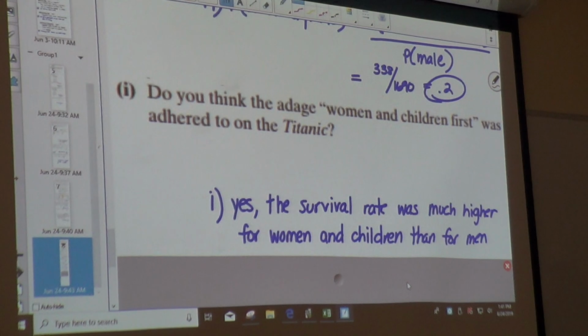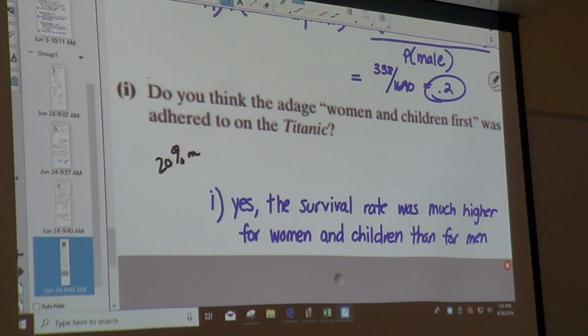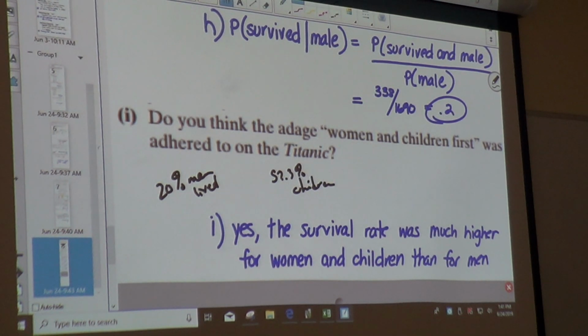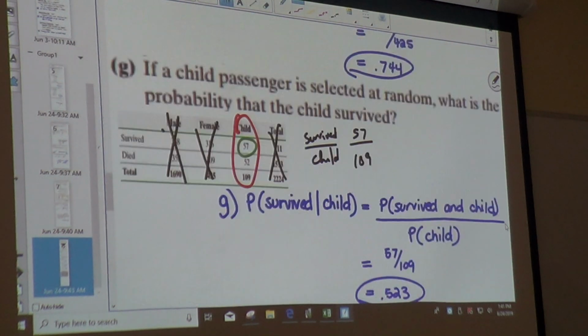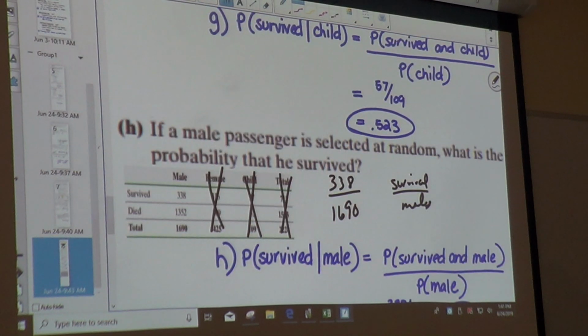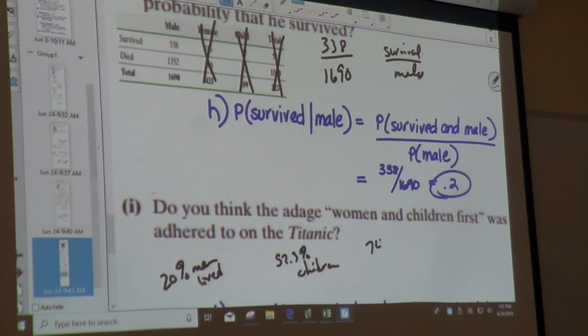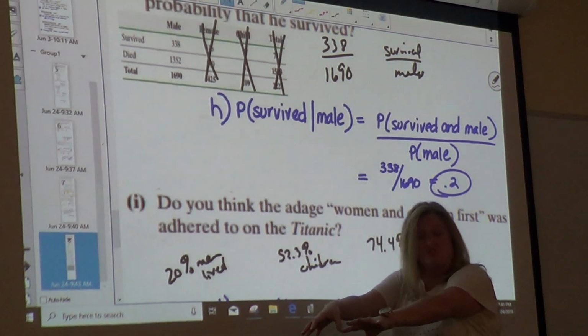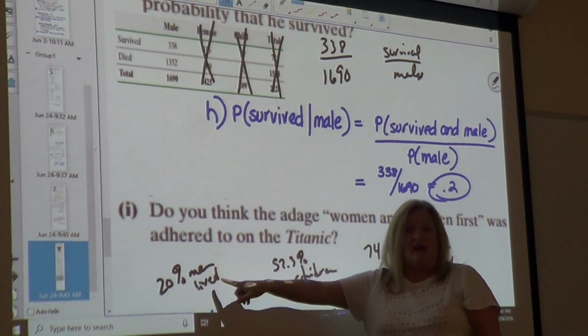So 20% of the men lived. 52.3% of the children lived, and 74.4% of the women lived. So that is showing you that the men did put the women and children off the boat into safety first, and the majority of the men died.